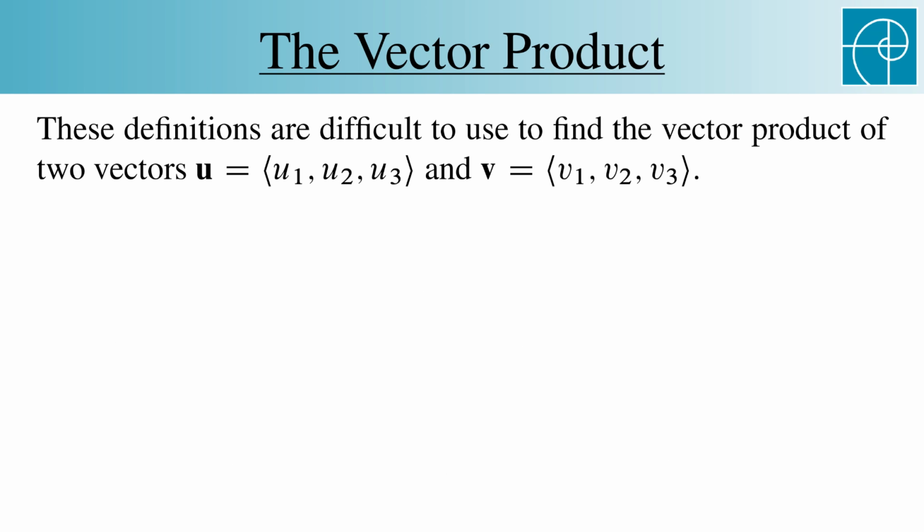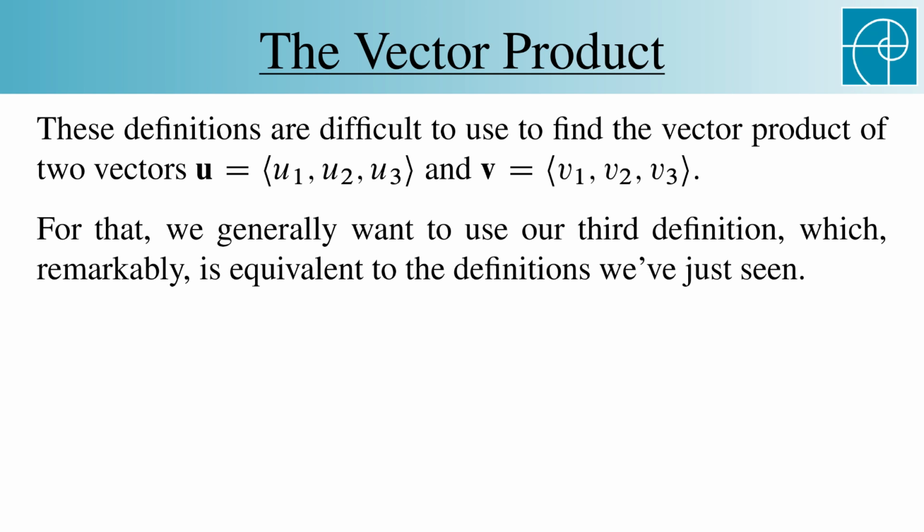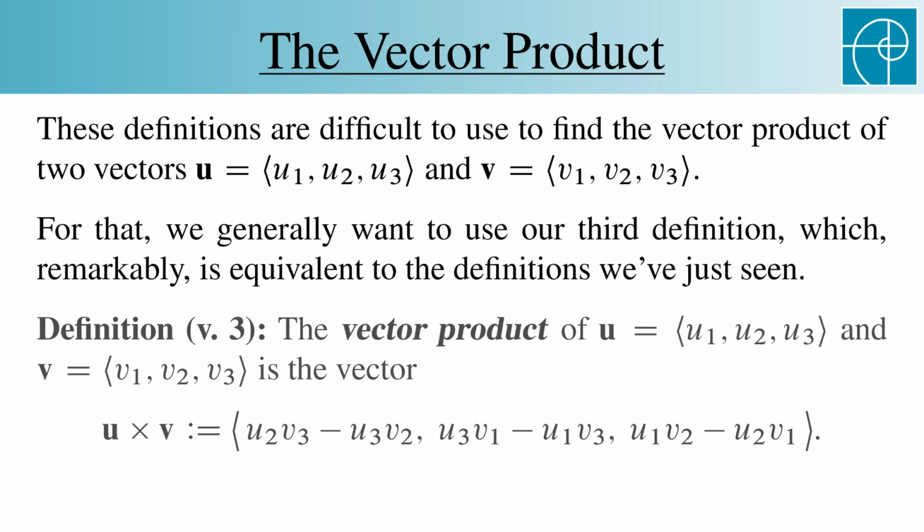As we saw with the scalar product, definitions such as the ones we've seen so far aren't great for finding products of vectors given in terms of x, y, and z components. For that, we generally want to use our third definition, which, remarkably, is equivalent to the definitions we've just seen. We define the vector product of u and v to be this vector. Those of you who've seen matrices before might recognize these components as determinants.